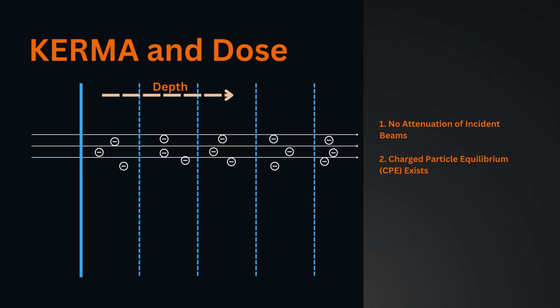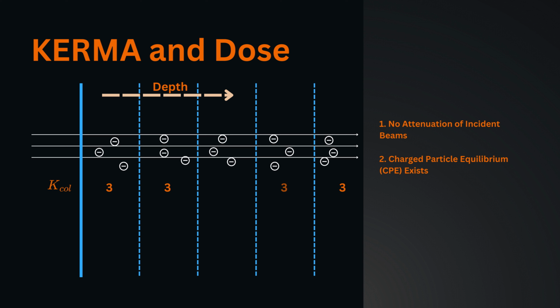These charged particles then lose their energy through collisions within the material. Given these conditions, the following observations can be made. Collision KERMA: the energy transferred from the photon beam to charged particles in the initial interaction layer is termed collision KERMA. Due to the lack of attenuation, the amount of energy transferred in subsequent layers remains constant.